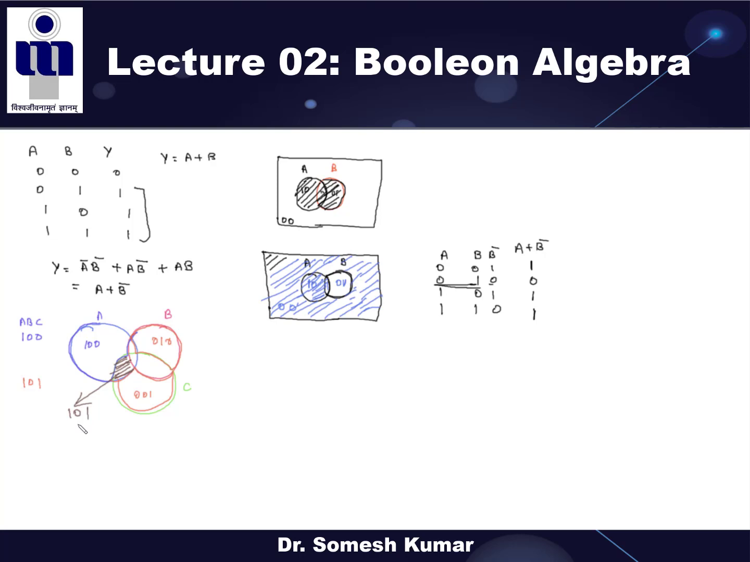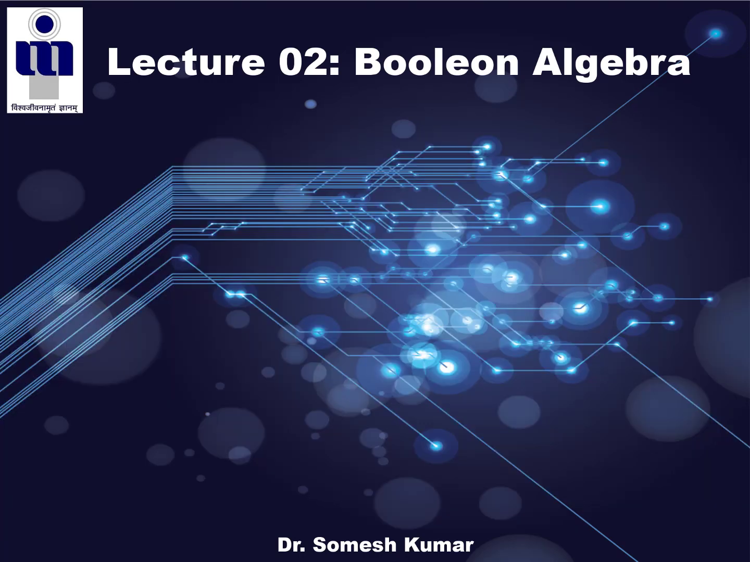Clear? And what is this shaded area? Now tell me in the opposite way. What is this shaded area? 1 1 0, right? What is this shaded area? Right. And what is inside this? This one. So this is the way to represent the three variables in the Venn diagram. This is all about this lecture.